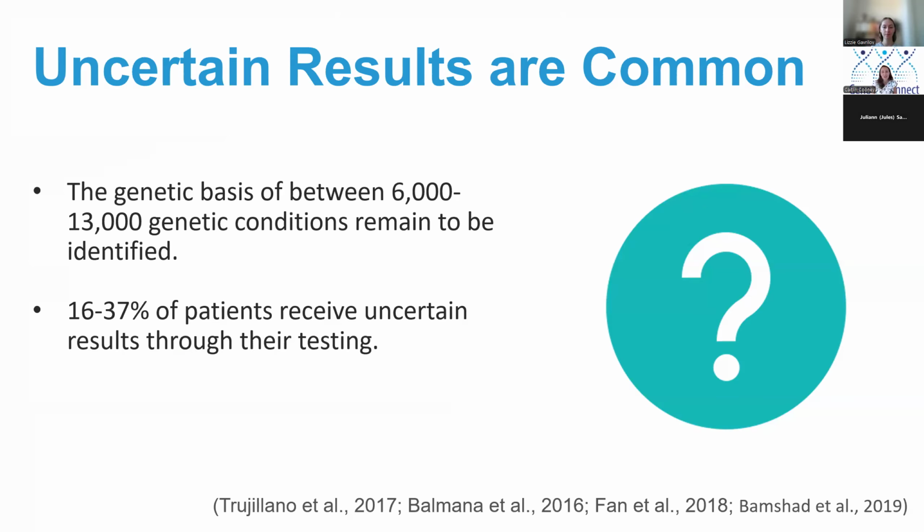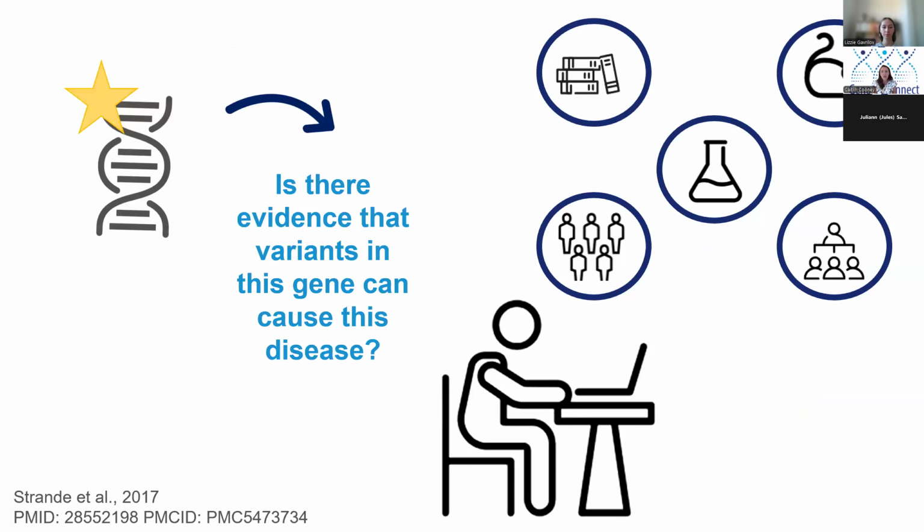And the first thing we need to start with is understanding the genes and understanding how those genes may play a role in our health. And then we can go down to the specific change or variant in that gene. So, as I just said, the first question is, is there enough evidence that variants in this gene can cause this disease? In order to do that, we need to understand and study the gene.